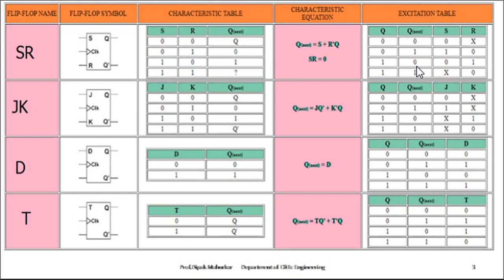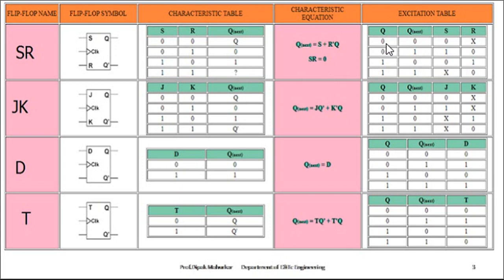Now in the third case, we put Q equal to 1 and Qn plus 1 expected is 0. If you put the 1, then only in the second row is the value of Qn plus 1 equal to 0. So at that time the input of SR is 0 and 1. So we write 0 and 1. Again, in the last case we put Q equal to 1 and Qn plus 1 is expected to be 1. That is the first row and third row. The input in these rows: S is 0 and 1, so it is a don't care condition, and R is 0 in both, so we can mark it as 0. Like this, the excitation table is given.